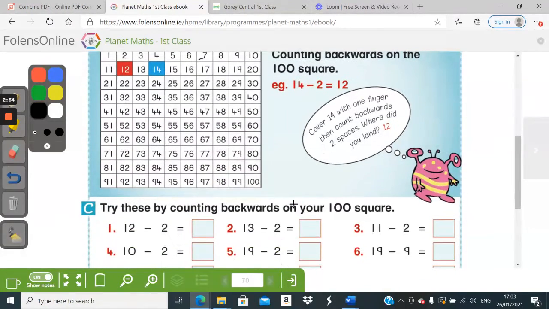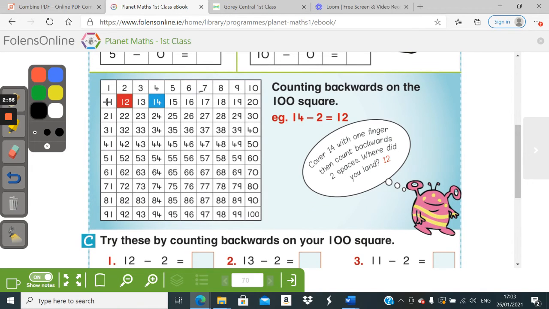Let's have a look at the second part of the page. And here we have, once again, a 100 square. Now, 100 square, if you remember, is the numbers from 1 to 100 in 10 rows of 10. Starting here with the number 1, it goes all the way up to 10. And then we come down a row. Here we are on the left-hand side, we start at 11. And that will take us all the way over to 20. And then the next row down is 21, up to 30, and so on until you get to 100.